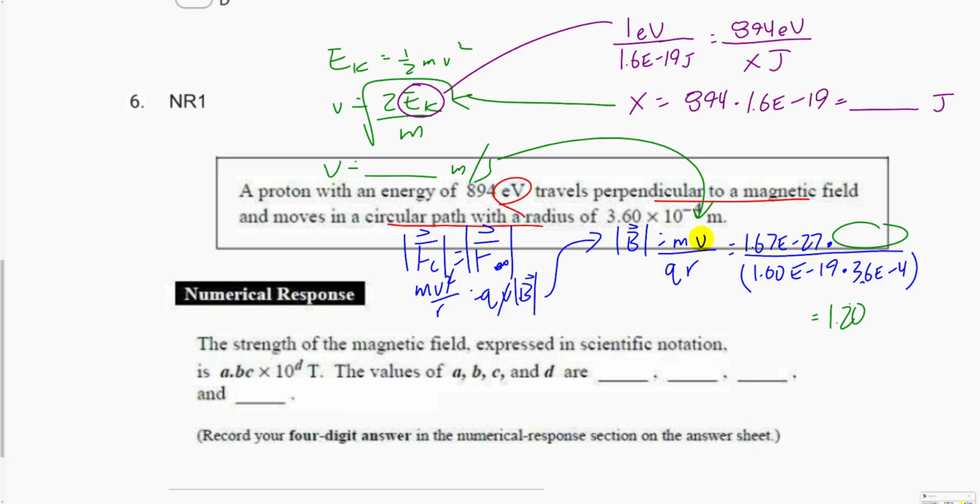(1.20 times 10 to the 1) Tesla. So we're going to express that as 1201.